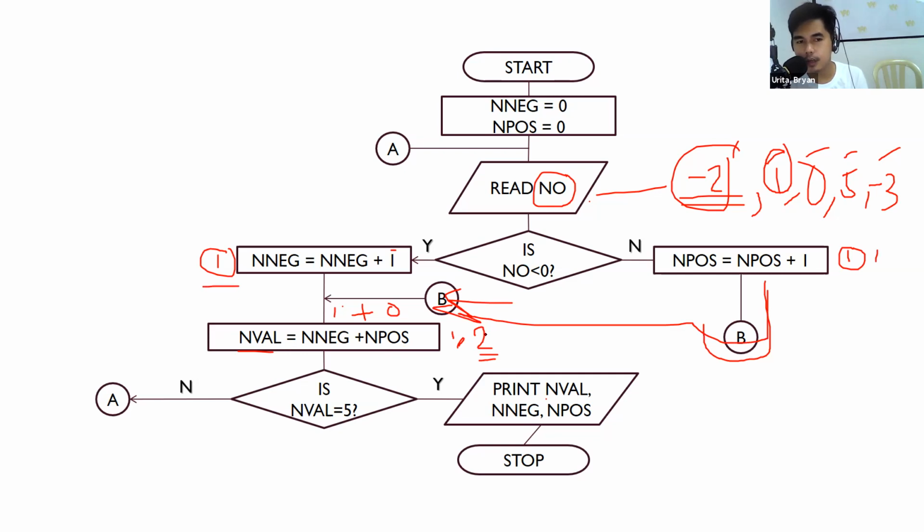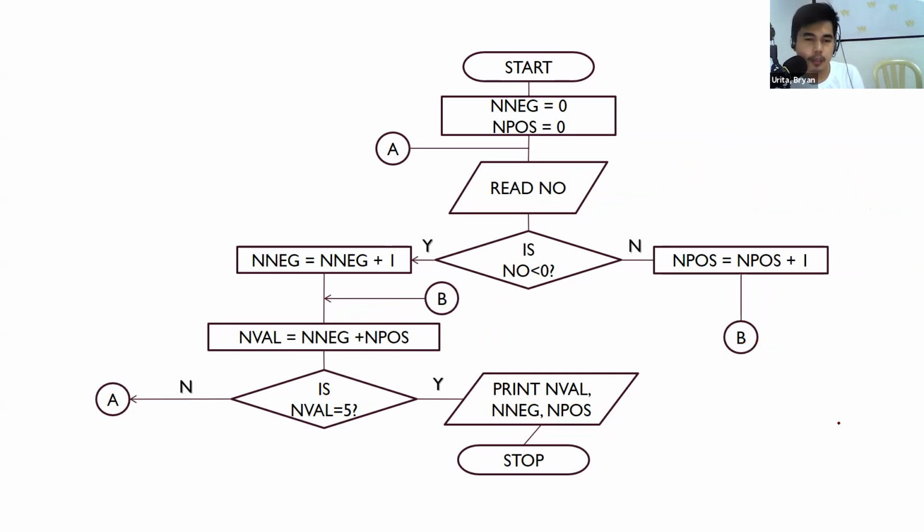Ilan ang negative, ilan ang positive. Dalawa na sa positive, yung 1 tsaka 0. So hanggang mabasa nyo itong limang values na to. Kapag nabasa nyo na yung negative 3, n val is equal to 5, yes, ipiprint na natin yung n val natin, yung n neg tsaka n pos natin. So that is now our example number 2.